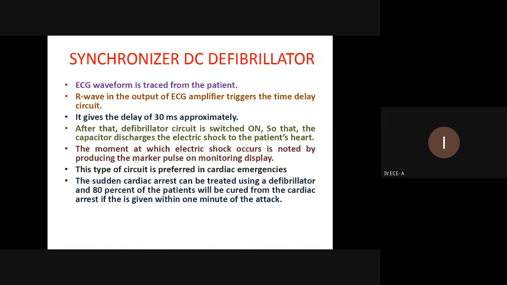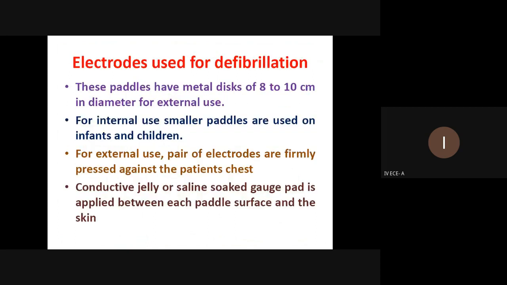Sudden cardiac arrest can be treated using a defibrillator, and 80% of patients will be cured from the cardiac arrest if this is given within 1 minute of the attack. That is the synchronized DC defibrillator. So, what are the electrodes used for defibrillation? They are called paddles. These paddles have metal discs of 8 to 10 centimeters in diameter for external use.